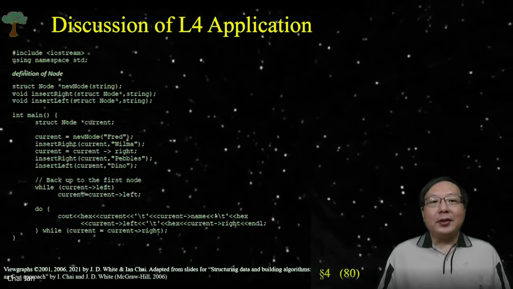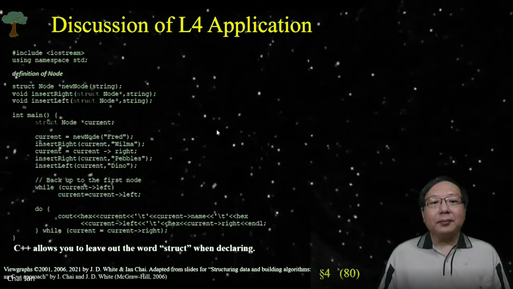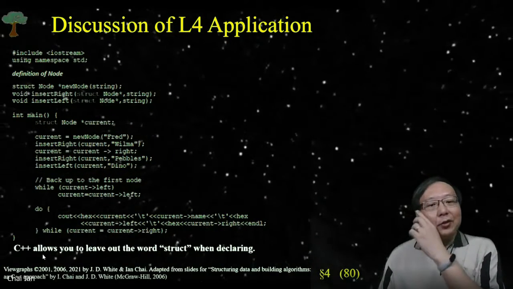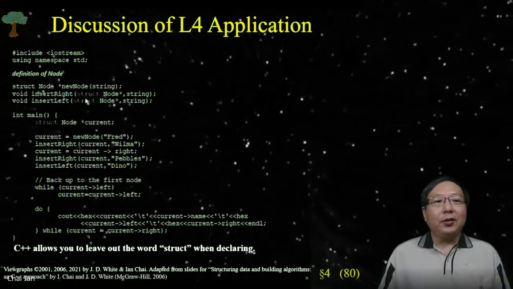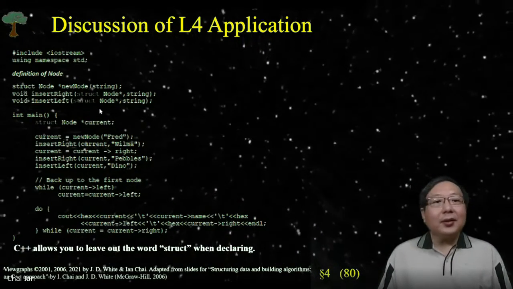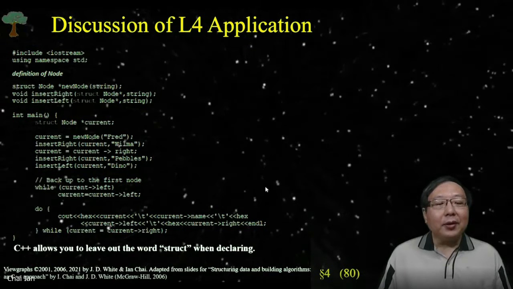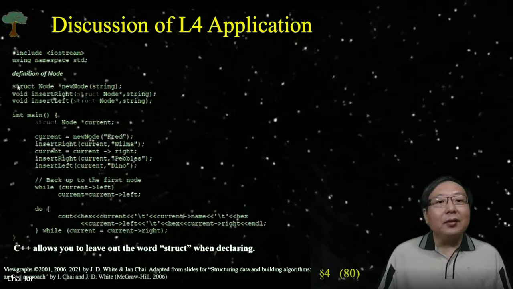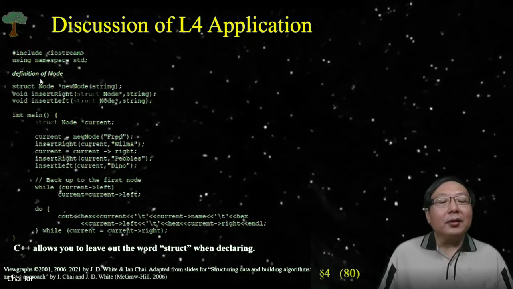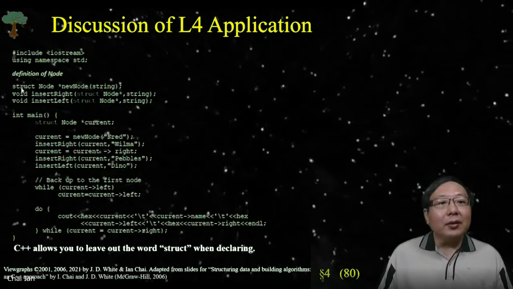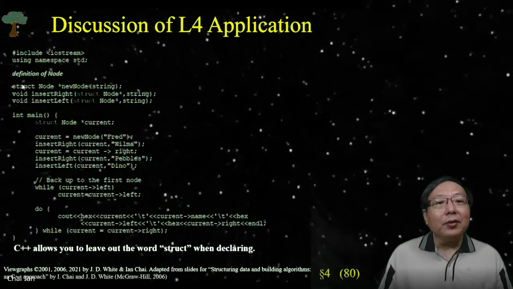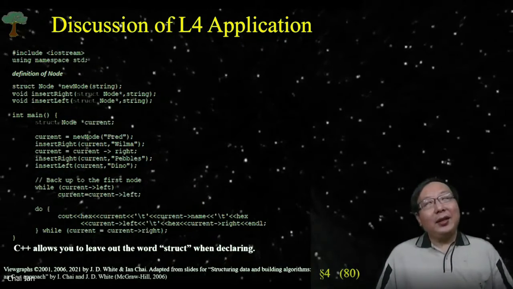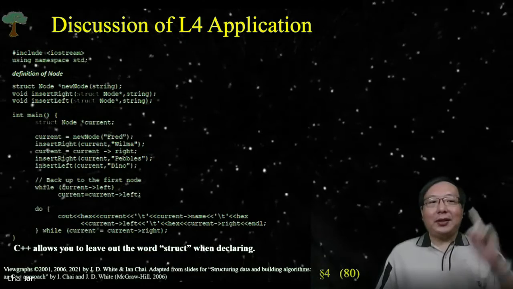So first thing is that, as noted earlier, C++ allows you to leave out the word struct when declaring. So you can actually get rid of all these words struct, and it'll still work correctly. But you cannot get rid of the declaration struct. Oh, I left out this one. You can get rid of this one also. But in the definition, you can leave out the declaration struct. You cannot leave out the definition struct.